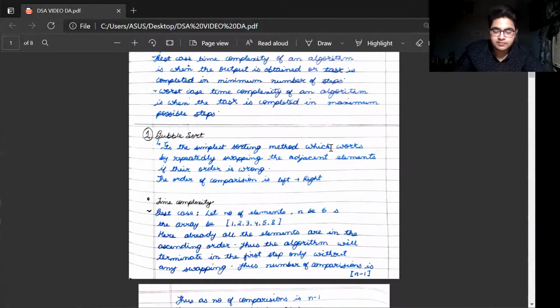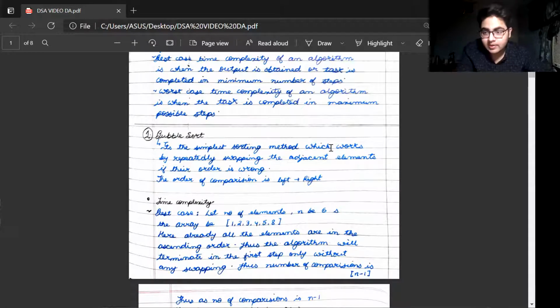Starting with bubble sort. Before understanding the time complexity of bubble sort, we must know what happens in bubble sort, or what makes bubble sort different from other sorting methods. Bubble sort is a simple sorting method which works by repeatedly swapping the adjacent elements if their order is wrong. The order of comparison is always left to right. That is, we compare the elements one by one, and if the element is larger, we keep on shifting it from the left side to the right side.